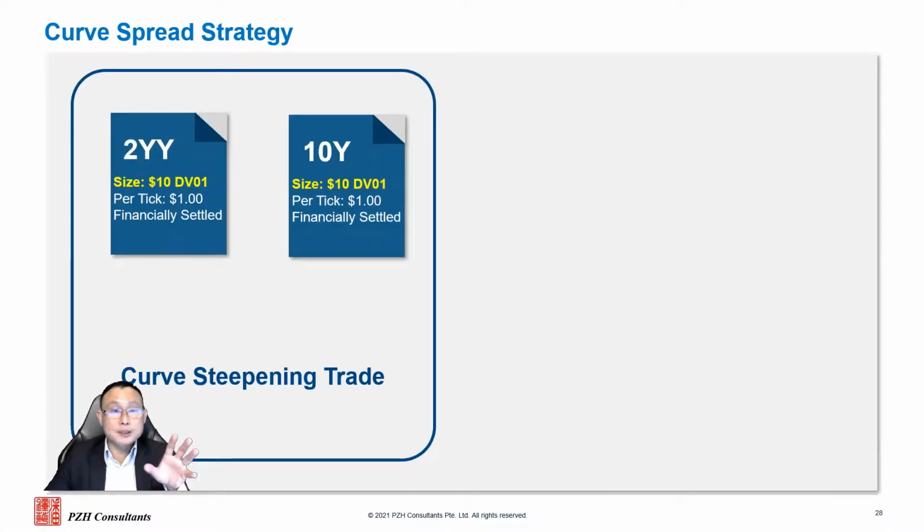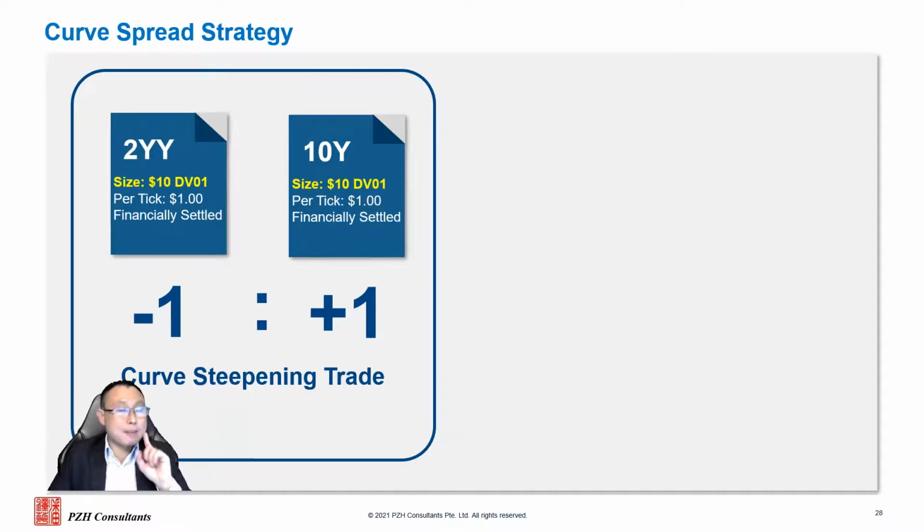For example, if you have a view that the yield curve is going to steepen, so the 2-year versus the 10 years, you think that the 10-year interest rate is going to go higher or faster than the 2-year interest rate, or the 2-year interest rate will come off and the 10-year interest rate goes up. That is a yield curve steepening trade. You would simply short the 2 years and long the 10 years with a ratio of 1:1.